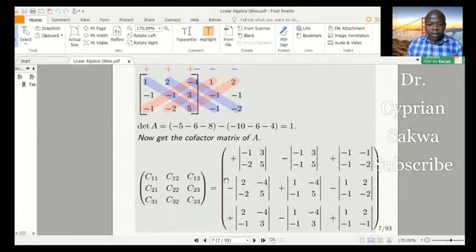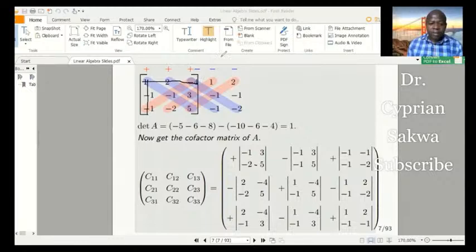Now, to get the cofactor, I get the cofactor for every element. So for example, for this element here, its cofactor will be the determinant of the matrix that remains when I delete the row of that element and the column of that element. So when I delete the row of 1 and the column of 1, the matrix that is left is -1, 3, -2, 5.